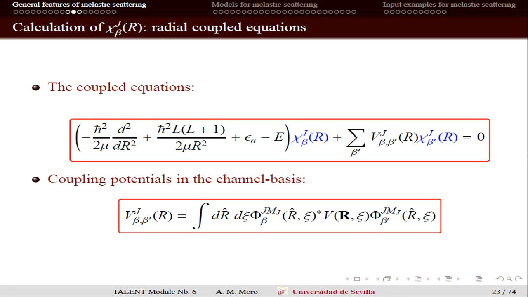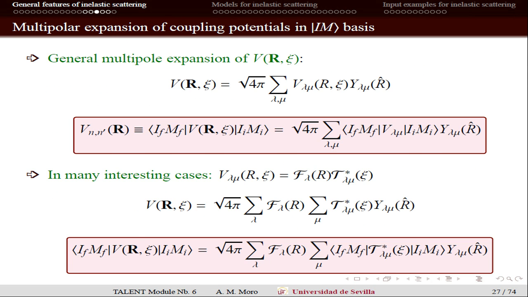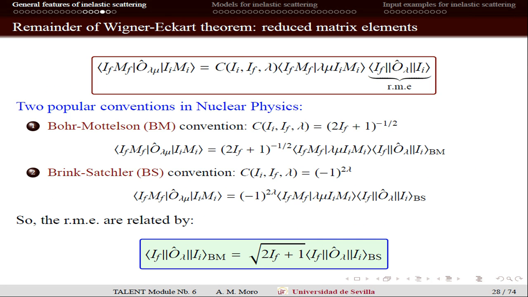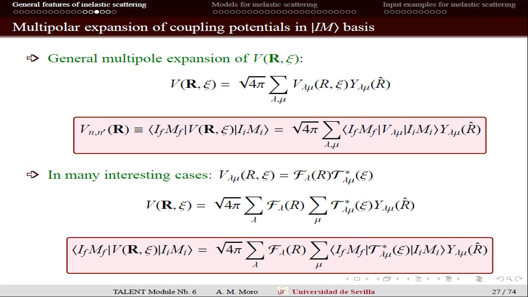Okay, so we want to solve this with this coupling potential, but we will develop this V. We will make a multipole expansion of this V, this projectile-target interaction, in multipoles. So this is the last part of this presentation. In general, the V can be expanded in this way, by separating in these spherical harmonics.